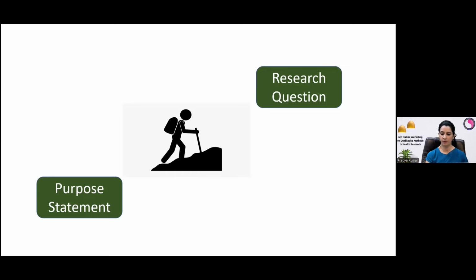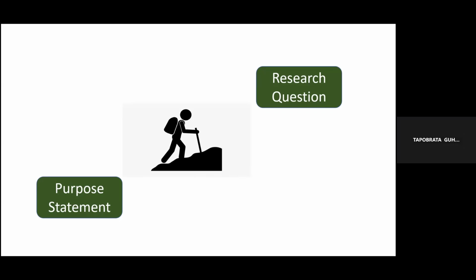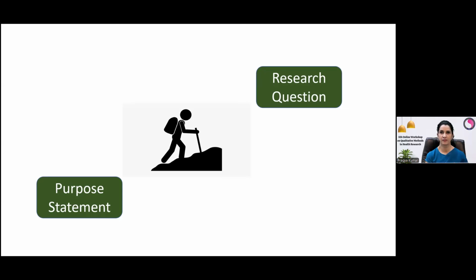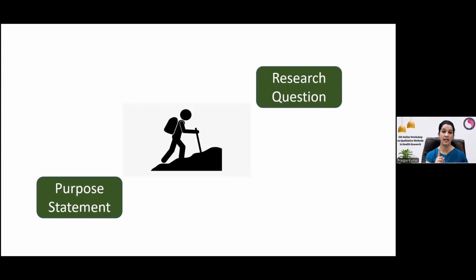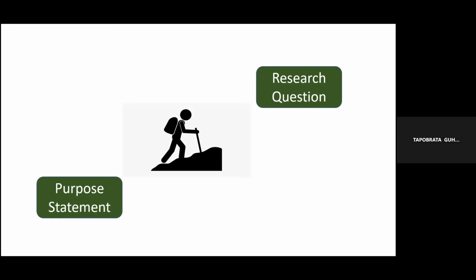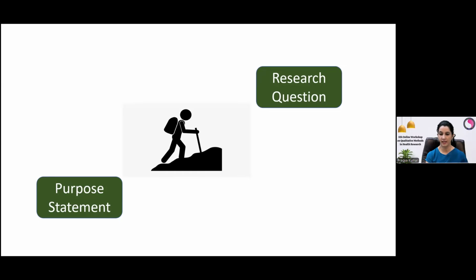And what about the purpose statement? It contains the central phenomena, an idea about the participants, that is the population, an idea about the site of study, the type of study, the purpose or intent, and the definition, how you are defining the central phenomena. Yes, thank you.